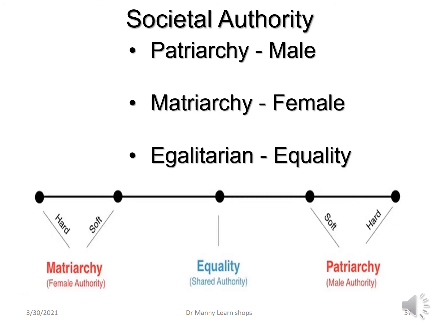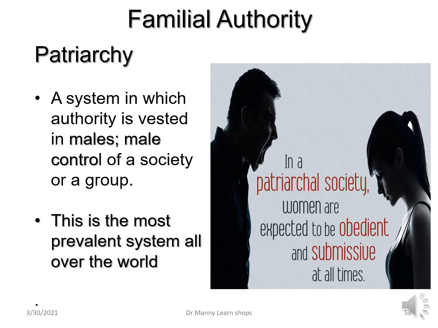In societal authority, you've got patriarchy, that's male. Matriarchy, female. Egalitarian, equality. This is shared authority. Then you have familial authority. Patriarchy, looking at it in a little bit more detail, is a system in which the authority is vested in males, male control of the society or the group. This is the most prevalent system all over the world.